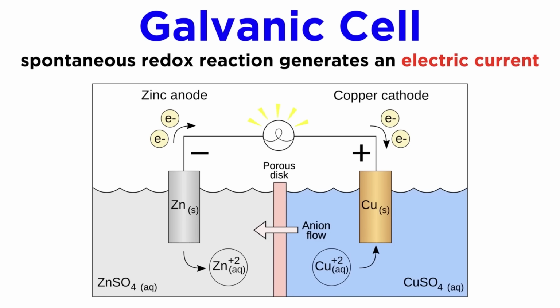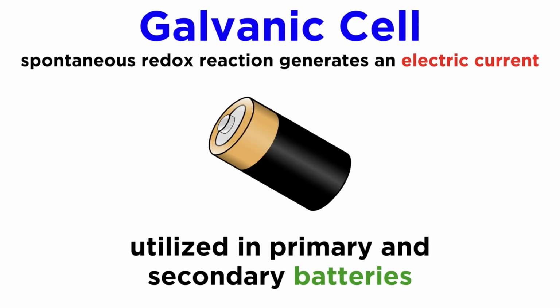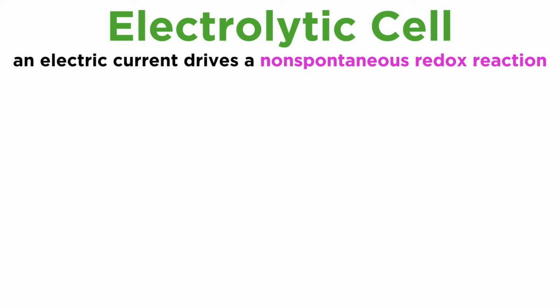Now, galvanic cells are not the only type of electrochemical cell. Remember, with these, a spontaneous redox reaction is used to generate an electric current, which can then be utilized to power electronic devices. Another type of cell is called an electrolytic cell. In direct contrast with the galvanic cell, this is a cell in which an electric current is utilized in order to drive an otherwise non-spontaneous redox reaction.